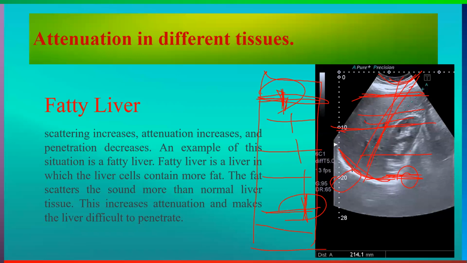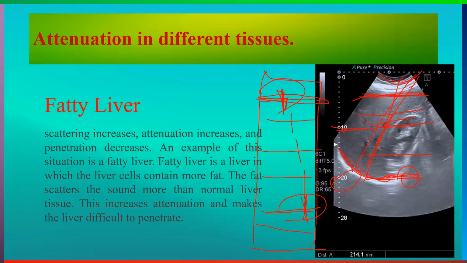Steatohepatosis. As in some reports you will see hepatosteatosis or steatohepatosis. These are also terms used for the fatty liver. But this mild, moderate, and severe fatty liver will become due to attenuation and the accumulation of fat in the form of fat vacuoles in the liver, right?